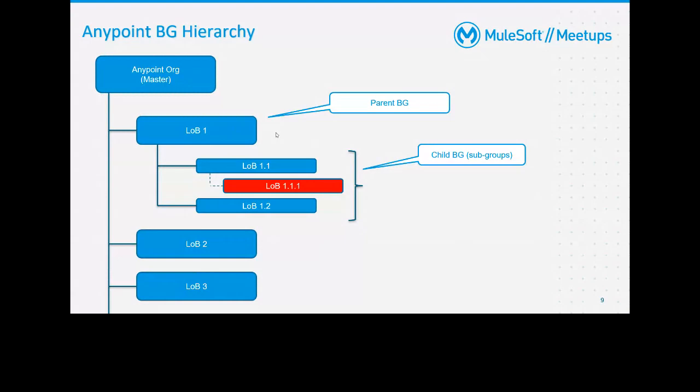We can't inherit anything, but if you are adding a user at LOB1, definitely that user will have visibility to LOB 1.1 as well. So it's a top to bottom approach. Whenever you are onboarding a user at the parent business group, definitely they will have access to the lower business group. But when you are onboarding a resource at a lower business group, you will not have any access to the parent business groups. I hope that answers your question. There are a few questions also.